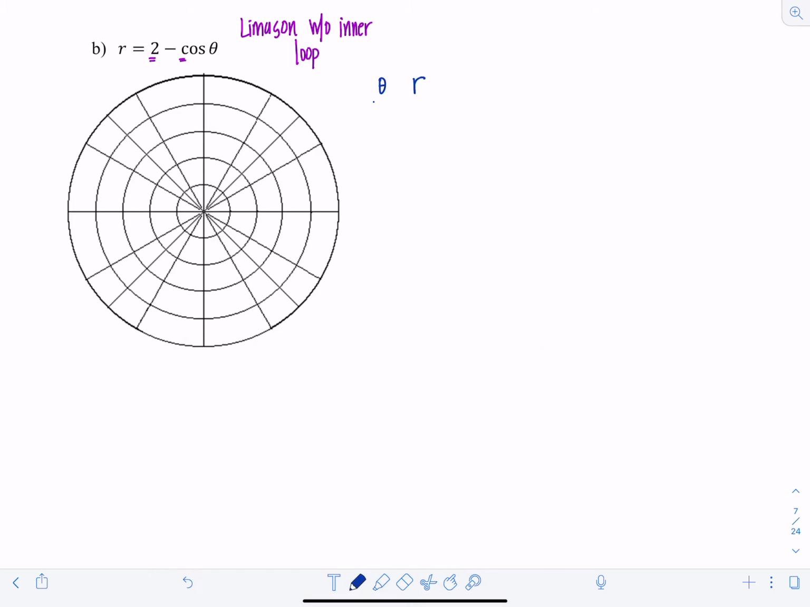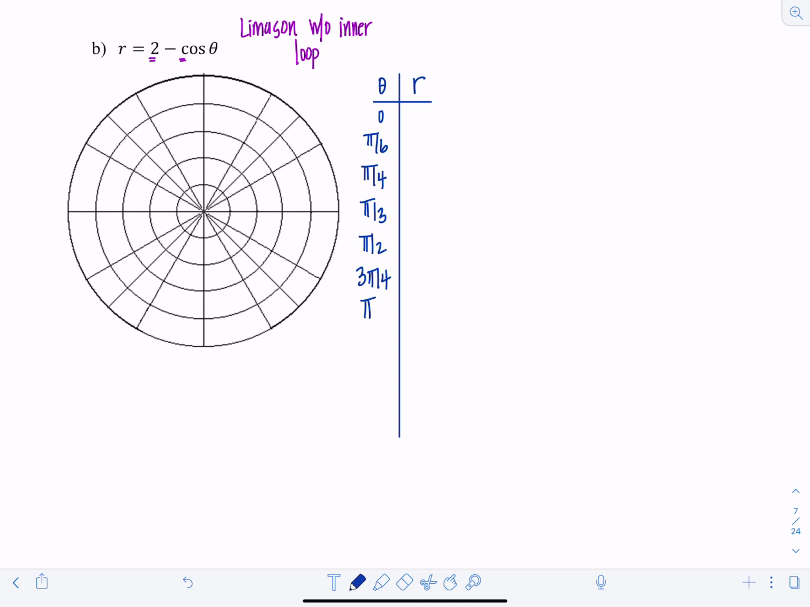So we have theta and R. And I'm going to start off by putting almost all the values that we know from the unit circle in the first quadrant. So 0, pi over 6, let's do pi over 4, pi over 3, pi over 2, and then from there maybe we'll just do 3 pi over 4 and pi and see what happens. Okay?